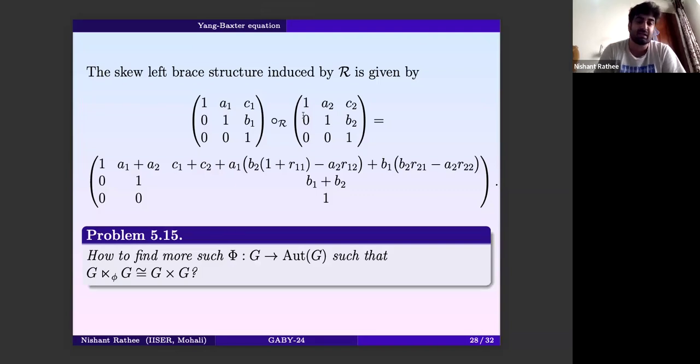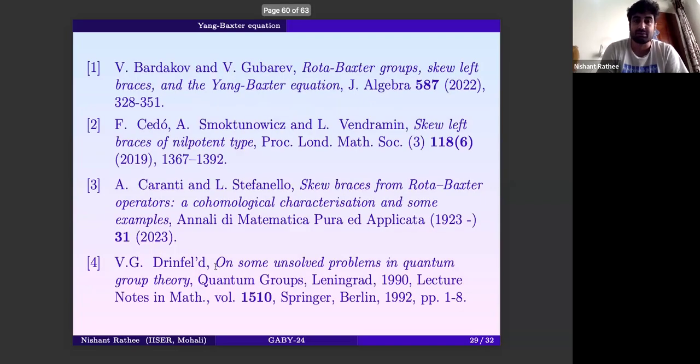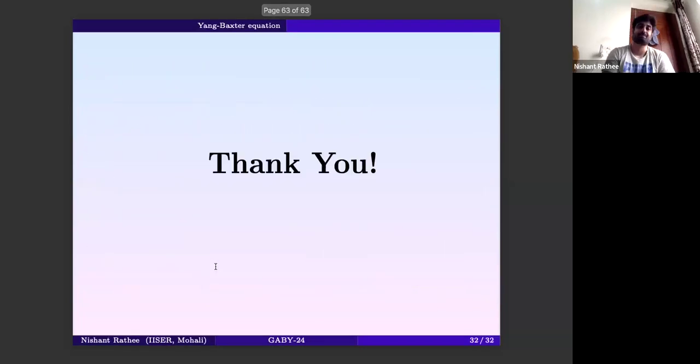My question is: can we find more such actions of G such that this semi-direct product is isomorphic to some non-Lie group? So this is a question. If we can find more such actions, then we can find more skew brace structures over any Lie group G. So these are some references. Thank you.